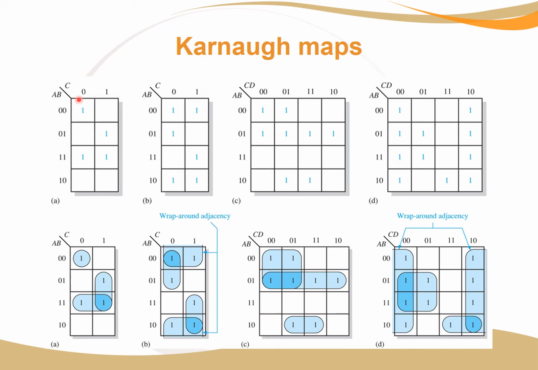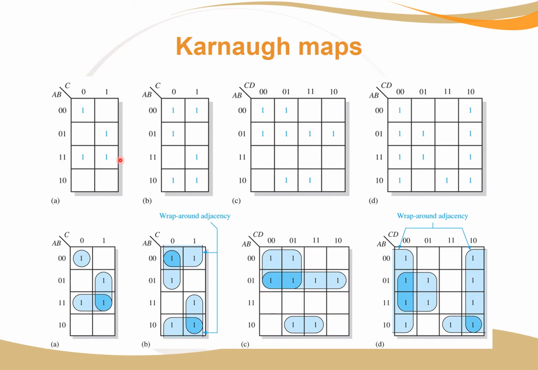So the top and the bottom rows are adjacent. The left and the furthermost right columns are adjacent. Now for a 3 variable map this doesn't matter, but they are still adjacent, and I'll show you in the other groupings. So in this one, there is nothing adjacent to it, so it's in its own group.